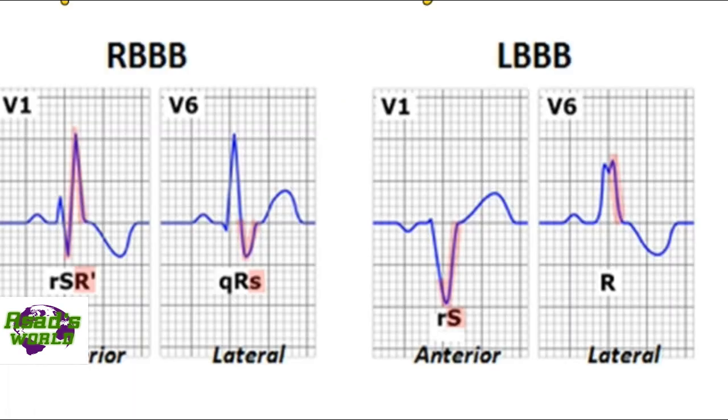In right bundle branch block, you will observe a bunny ear pattern in your anterior precordial leads, and you will also observe slurred S waves in lead 1, aVL, and V5 and V6. In left bundle branch block, QRS duration will be 120 milliseconds or more, but there will be absence of Q wave in lead 1, V5 and V6, and you have a monomorphic R wave in lead 1, V5 and V6.